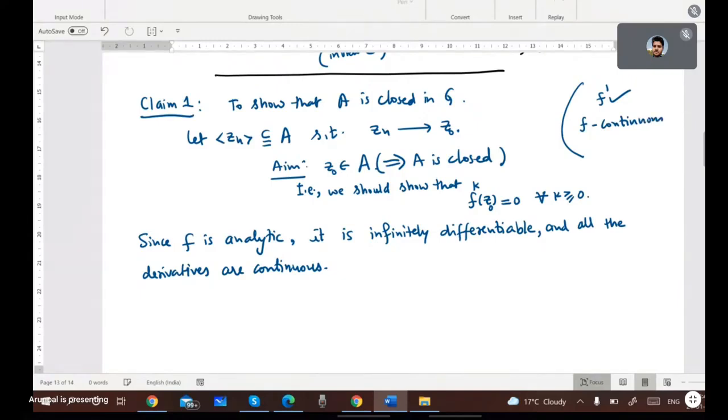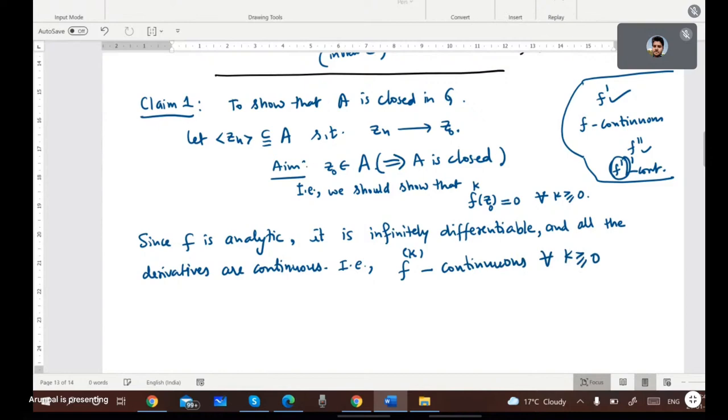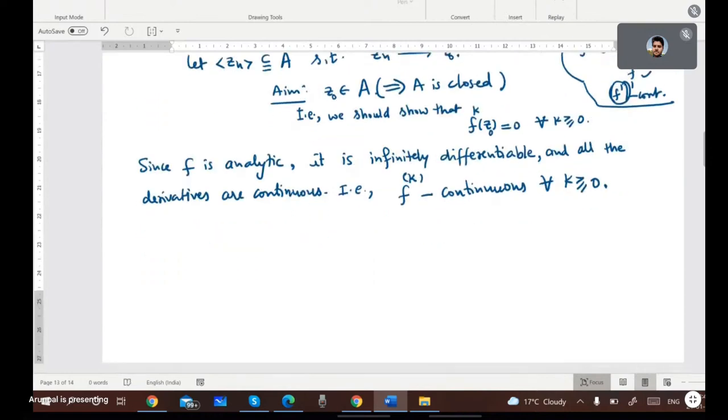Yes or no, class? You just go on repeating this. If you say f double dash exists, it means the derivative of f dash exists, which means f dash is continuous. Is this okay? Very easy to understand. So what I am trying to say is this: all order derivatives of f, f^(k), are continuous for all k greater than or equal to 0. Is this okay, class?